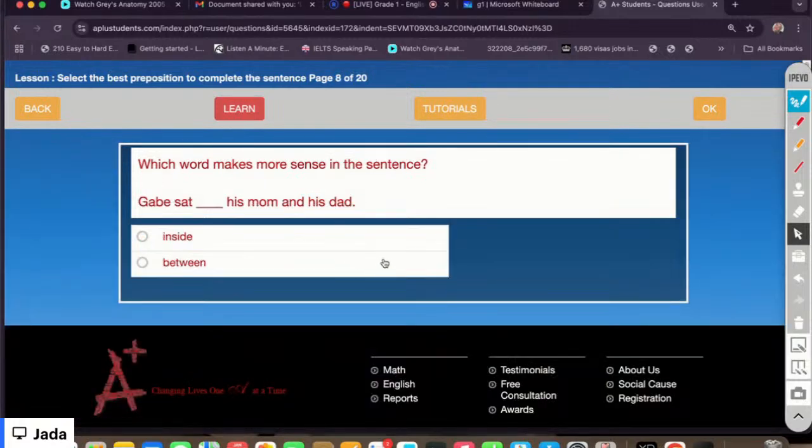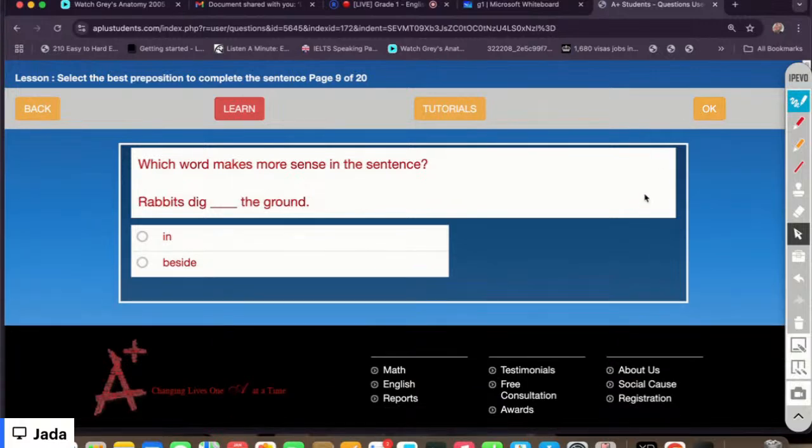Let's go back. So Gabe sat dash his mom and his dad. So is it inside or between? So inside his mom and his dad or between. So because it's two persons, you have to say between, okay? So if it's like in the middle of two people, you say between. Okay.